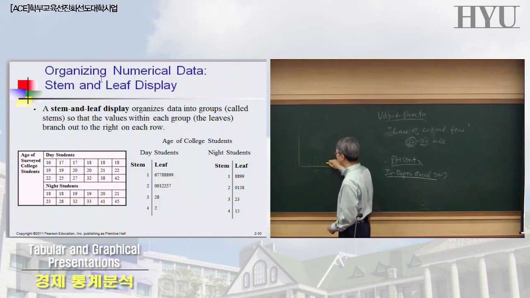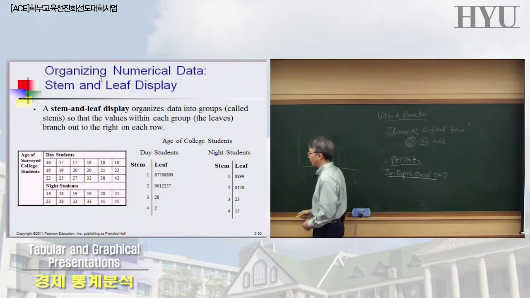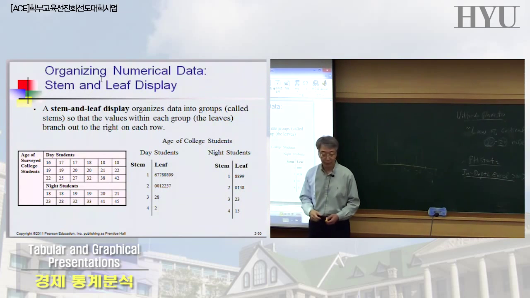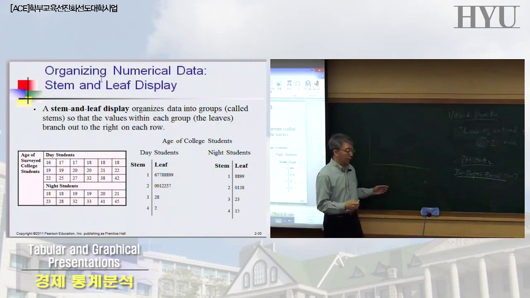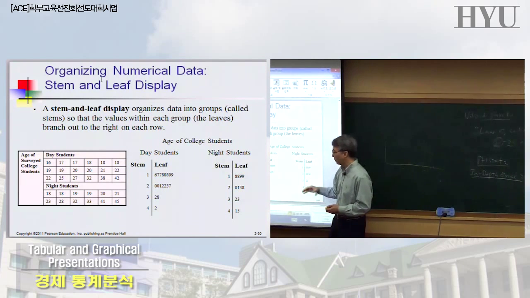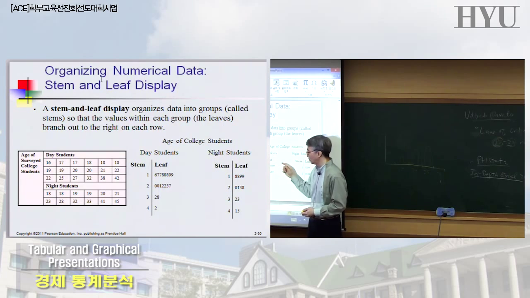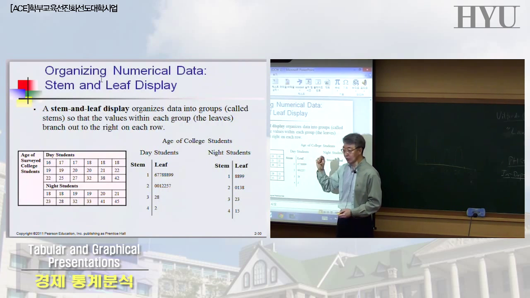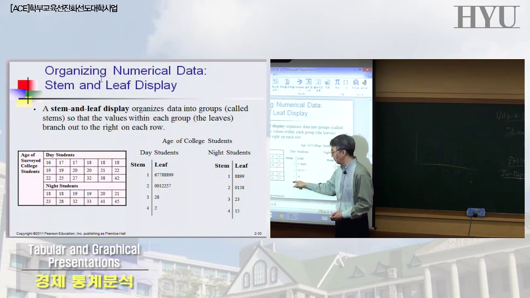We have seen this bar chart previously, right? In order to create a bar chart, we first have to create the classes and then find the midpoints. But without doing all that, we can quickly do this: how many numbers are in the teens, 20s, 30s and 40s? So use the 10th digit as the stem.